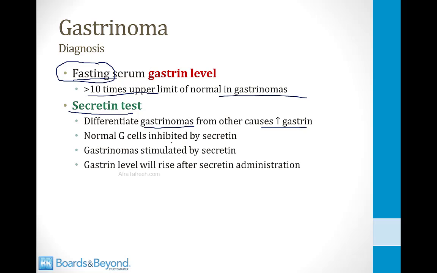Normally, the G cells are inhibited by secretin. However, gastrinomas behave the opposite way. They are stimulated by secretin.